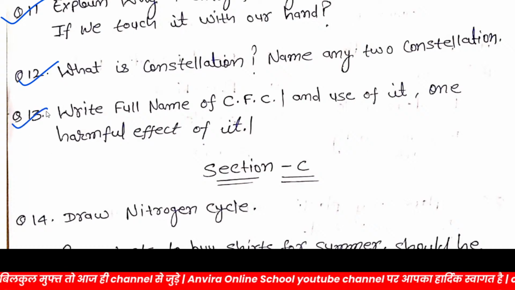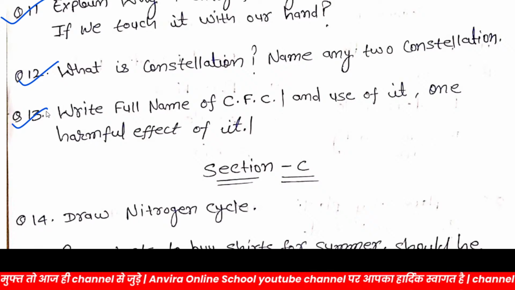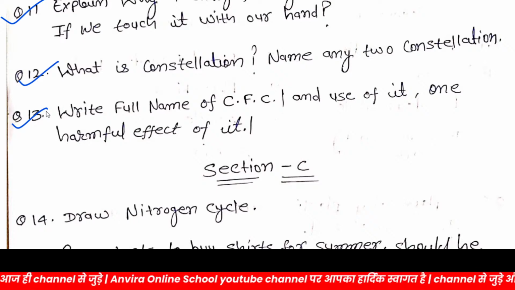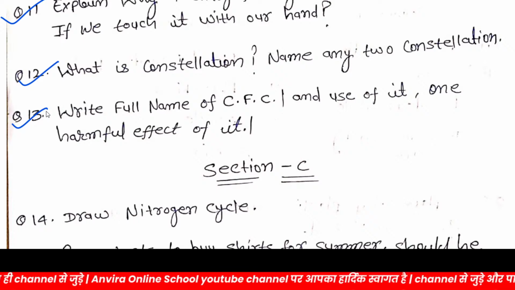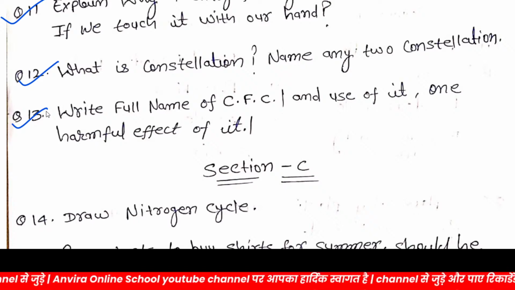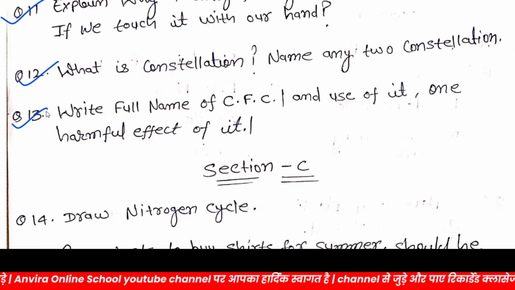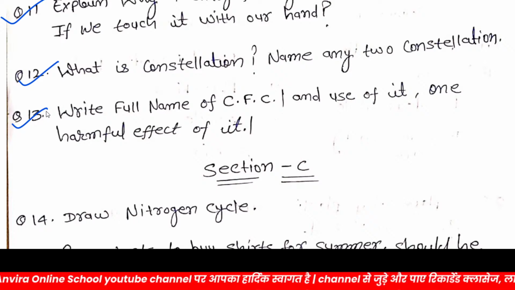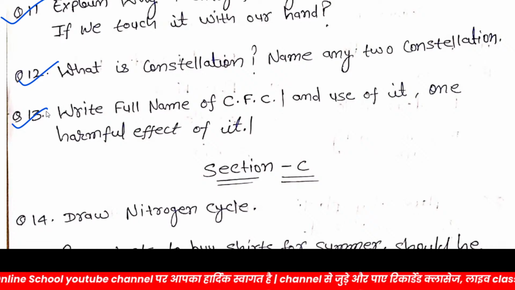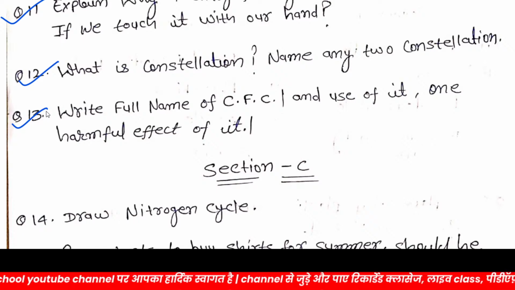Next, write the full name of CFC and use of it. One harmful effect of it. So first, the full name of CFC is chlorofluorocarbon. It is used in refrigerators and ACs. It decreases the protective layer of atmosphere, which is ozone layer.